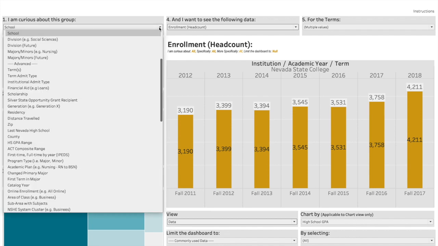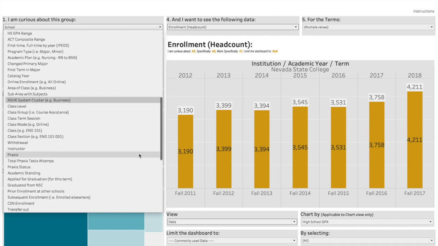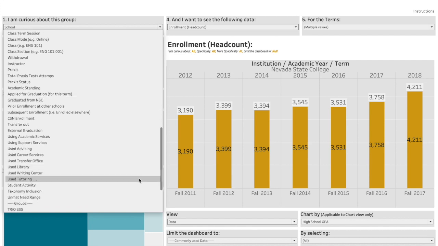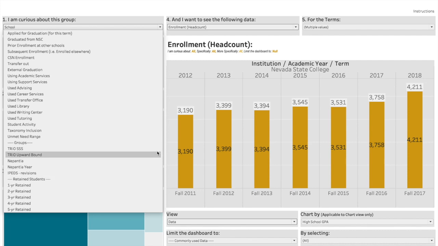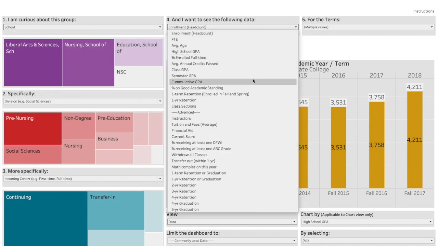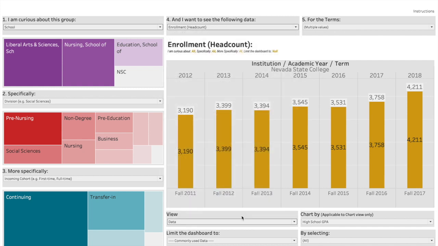In addition to the dimensions we looked at, there are many more. We can look at students by their zip codes, by their majors, the instructors, part-time or full-time, if they've used tutoring, if they are part of any particular group. We can look at various measures such as FTE, semester GPA, cumulative GPA, if they are retained and/or graduated, or the time it takes them to graduate.